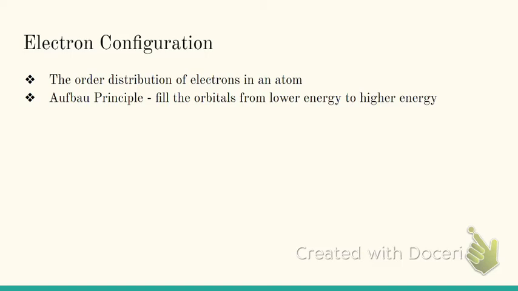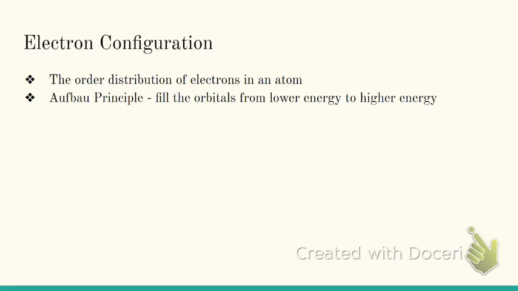Alright, so this is going to be our video going over electron configuration. Electron configuration is the ordered distribution of electrons in an atom. Basically, that's just a fancy way of saying that electron configuration is the way for us to keep track of all of our electrons that we have.